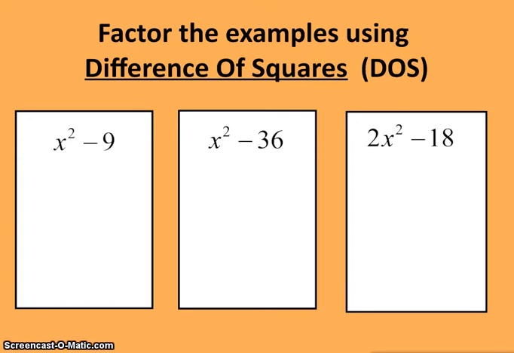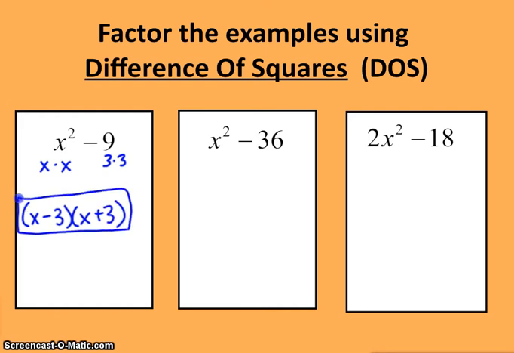If you take a look at all 3 of these, remember we have to follow the rules. Do they have 2 terms? So number 1, I have 2 terms. Are the first term and the last term perfect squares? And the answer to that is yes, they are perfect squares. Are they being subtracted? The answer is yes to that. So the answer will be x minus 3, x plus 3. And that is the factored form of x squared minus 9.